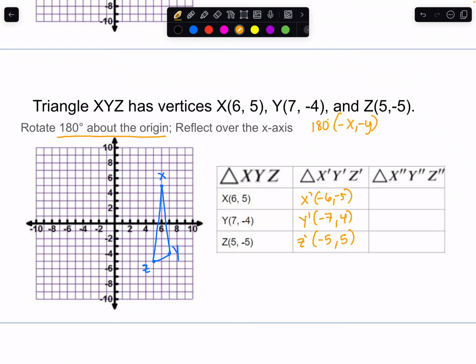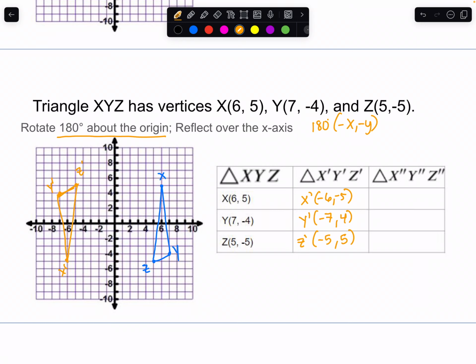So negative 6, and then down negative 5. This is where I have x prime. Negative 7, 4 would be up here. This is y prime. And then negative 5, 5 would be up here for z prime. There it is. Reflection over 180 degrees. So everything becomes opposite.